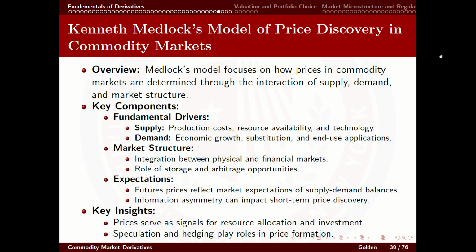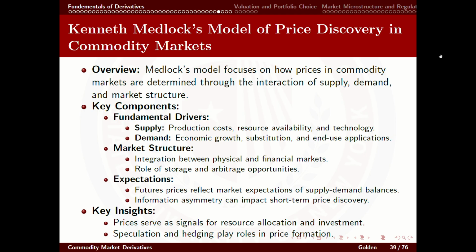Today we're going to finish up the fundamentals derivatives portion of our class with a look at models of price discovery in commodity markets. In particular, we're going to look at Kenneth Medlock's model, which focuses on how prices in commodity markets are determined through the interaction of supply, demand, and market structure.